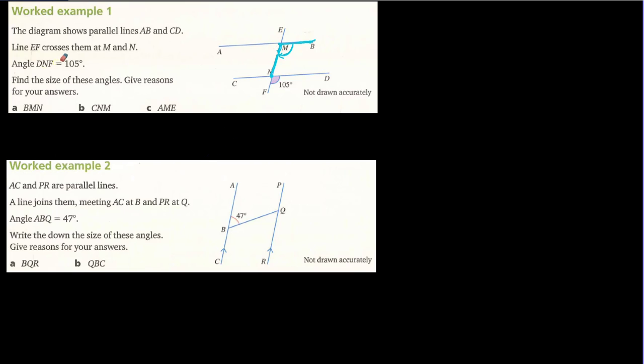I'm sorry. Firstly, let me read the question. The diagram shows parallel lines AB and CD. Line EF crosses them at M and N. Here, these are the intersection points. Angle DNF is 105 degrees. Find the values of them.